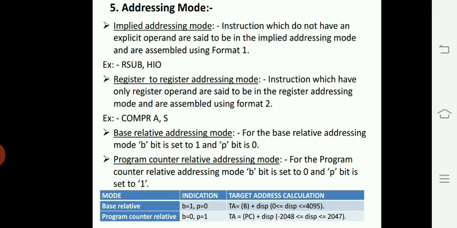The example for the implied addressing mode is the RSUB instruction. Here only the opcode is specified in the instruction and no operands are specified. The HIO instruction is also an example of implied addressing mode. HIO means halt input output.